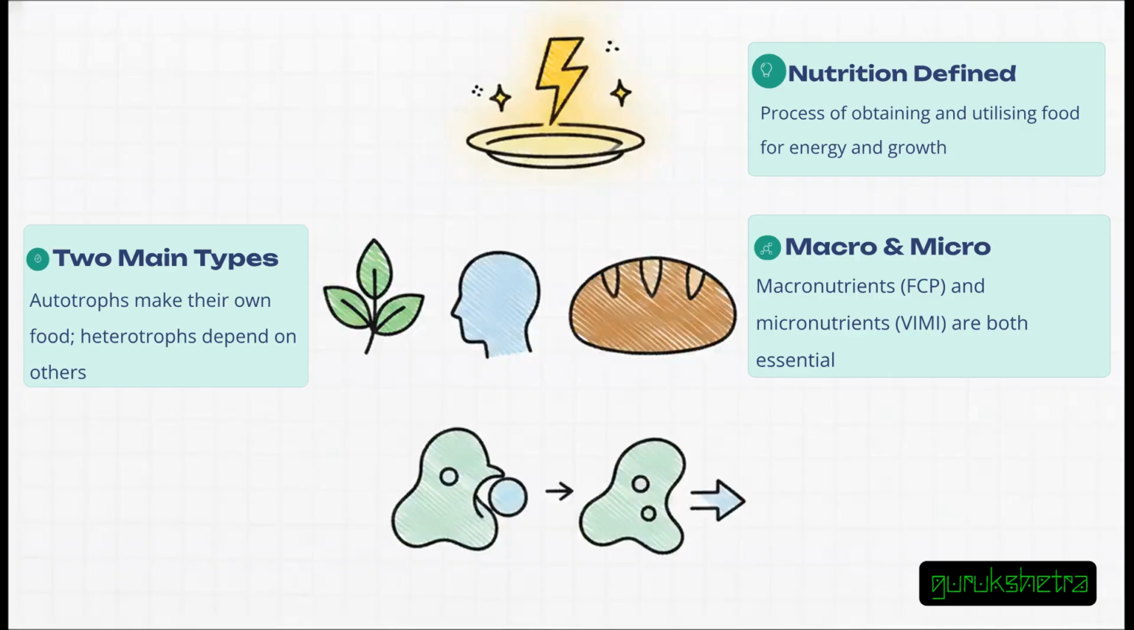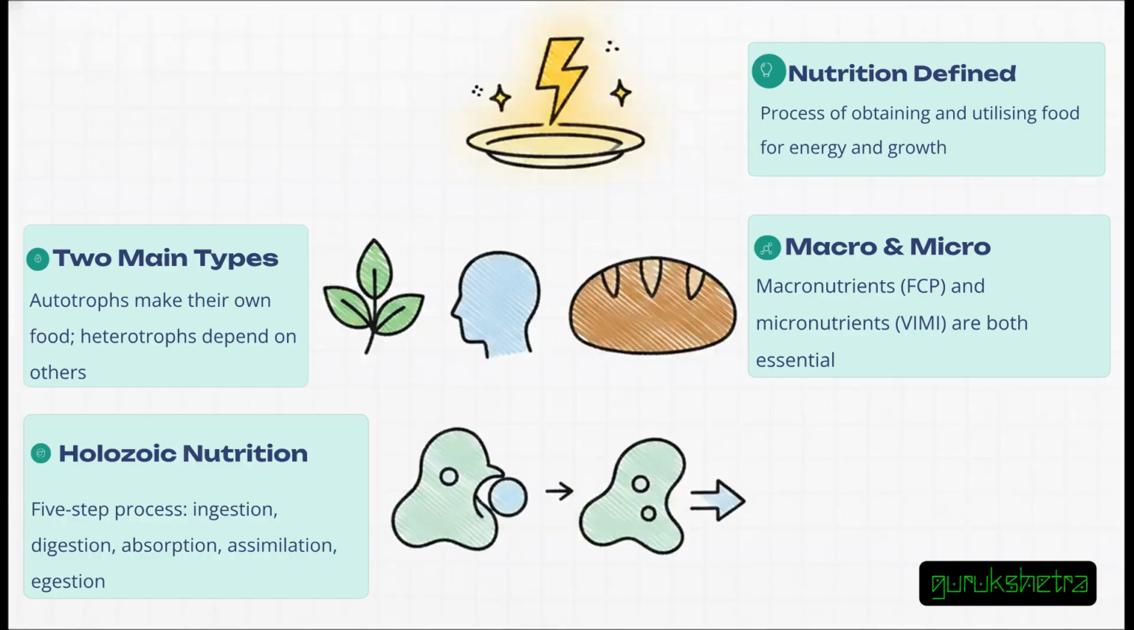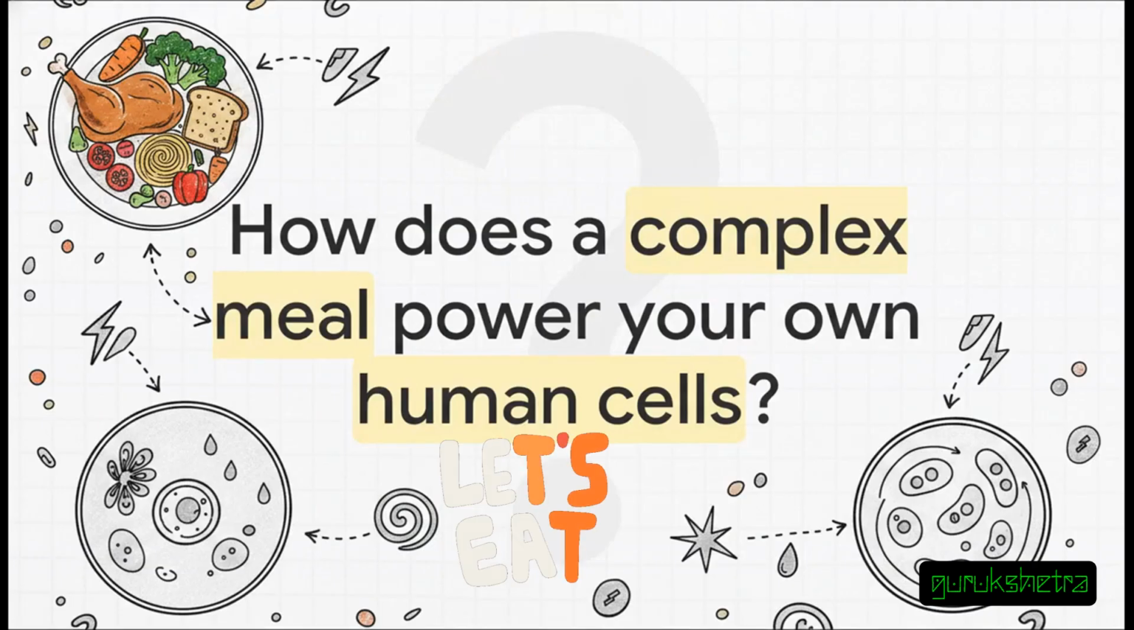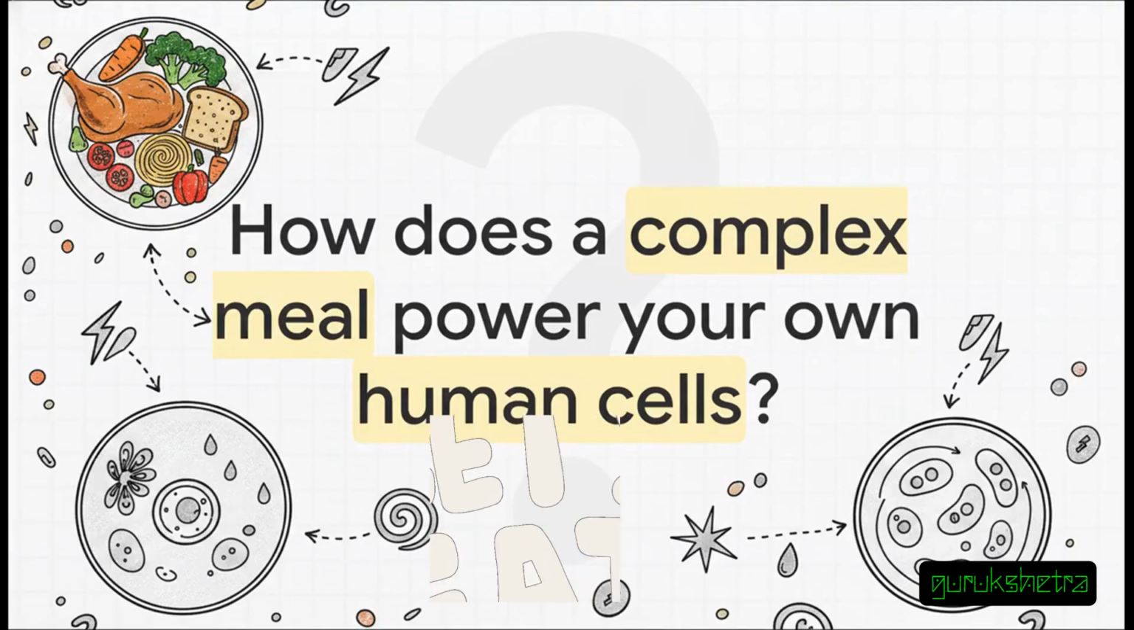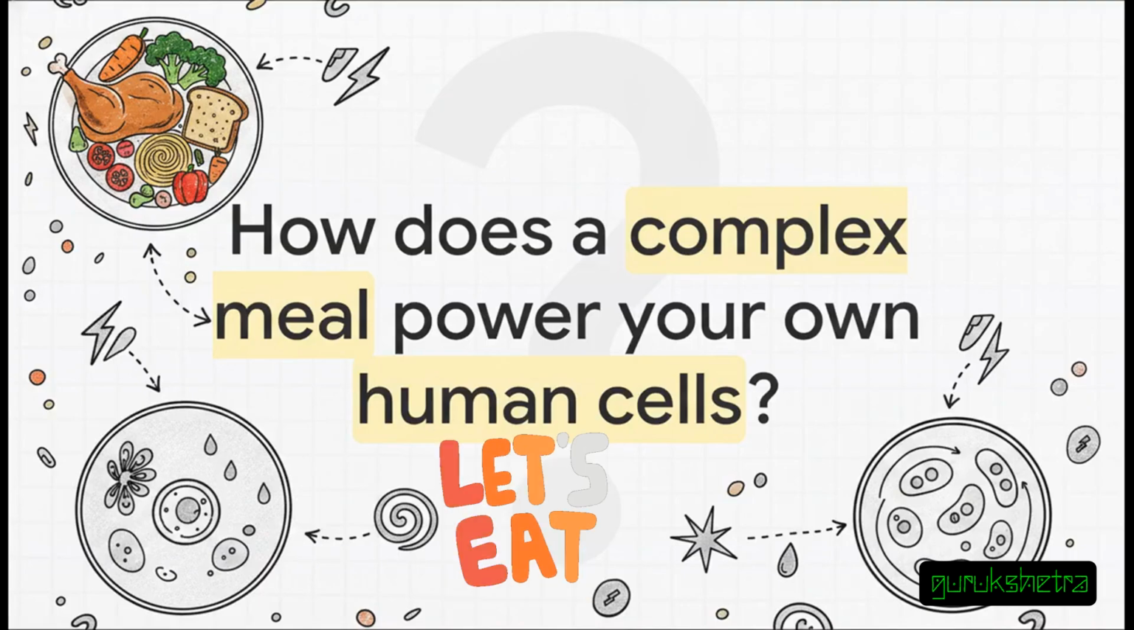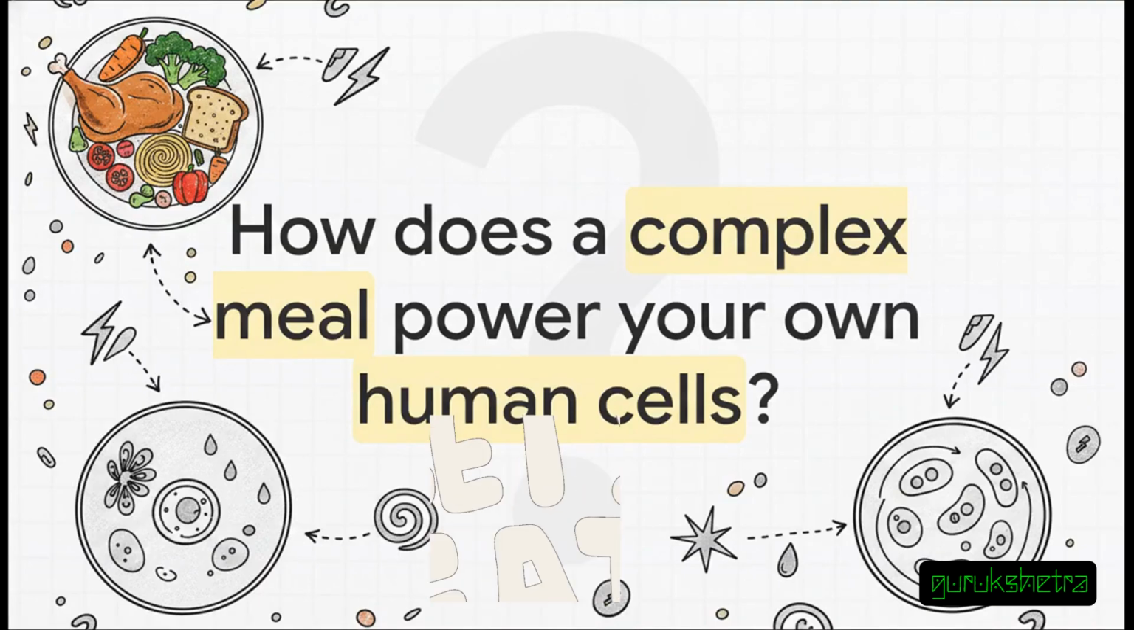And lastly, memorize that 5-step holozoic process in the amoeba: ingestion, digestion, absorption, assimilation, and egestion. Make sure you revise these thoroughly. Before we finish, I want to leave you with this one thought. If nutrition fuels absolutely all life, how does that complex, delicious meal sitting on your dinner plate eventually get broken down to power your very own human cells using the exact same 5 steps as that simple little amoeba?